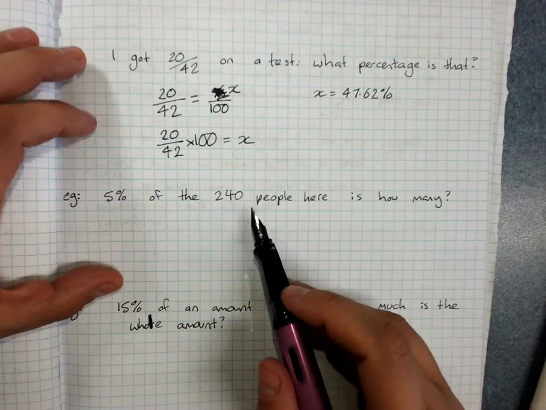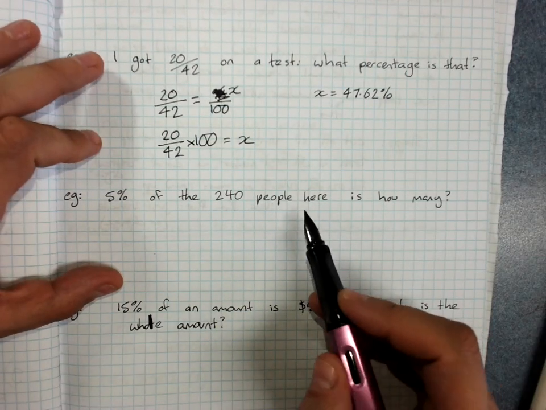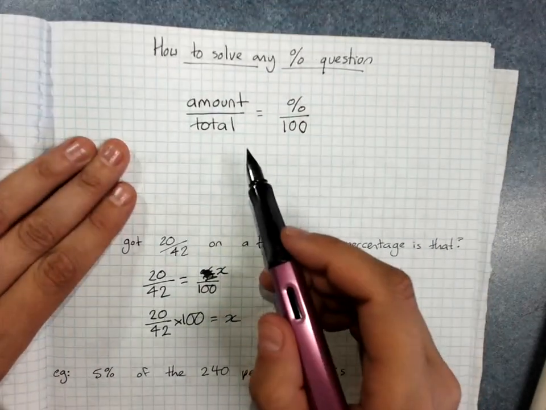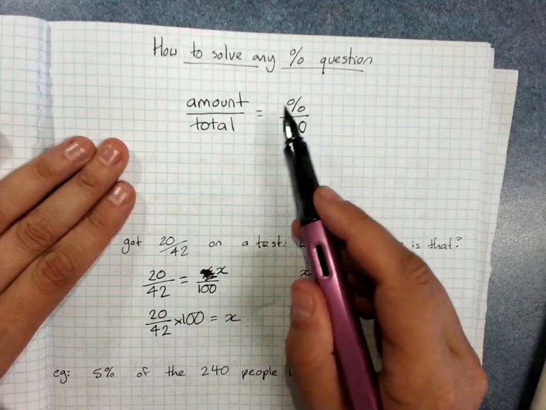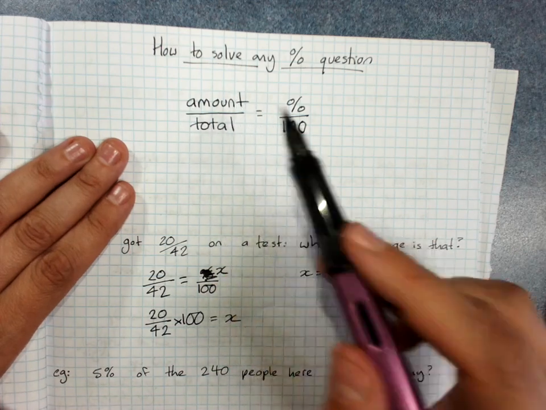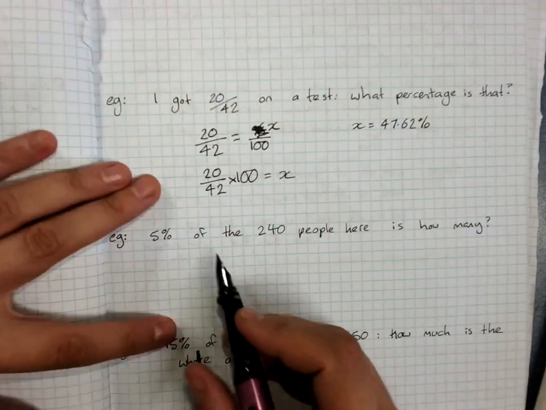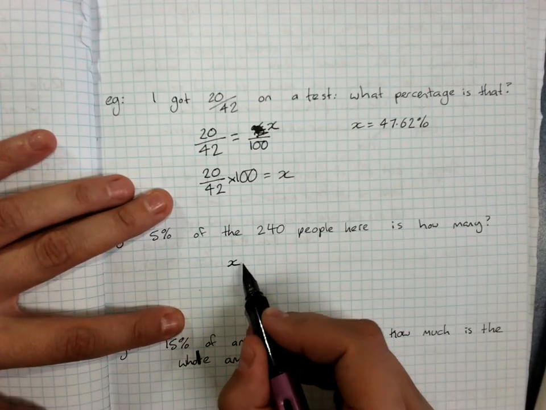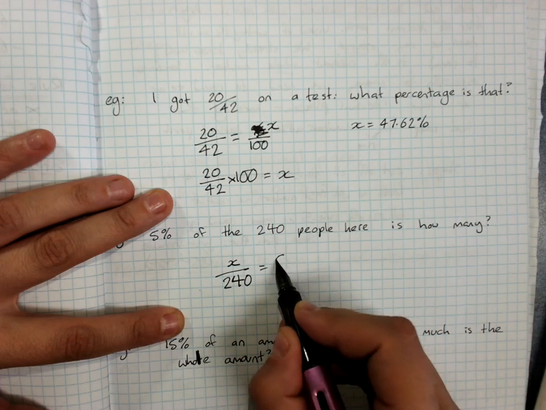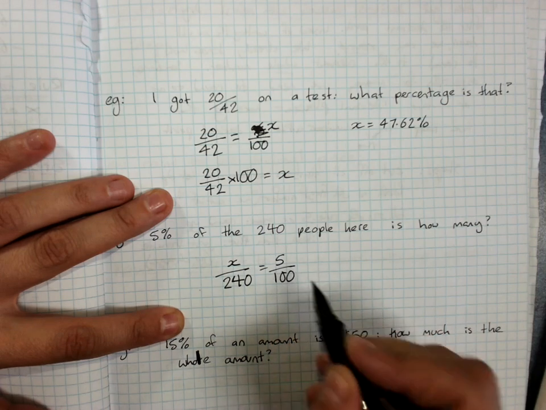5% of the 240 people here is how many? So 5% of 240 is how much? We go back to this. I know the percentage is 5. I know the total number of people is 240. I want to know the amount. So the amount is x out of 240 is 5 out of 100.